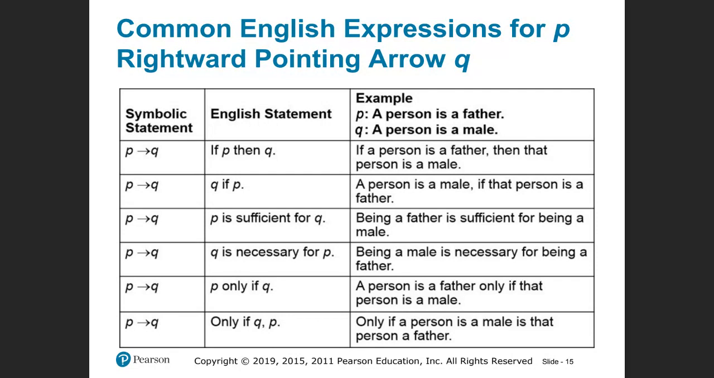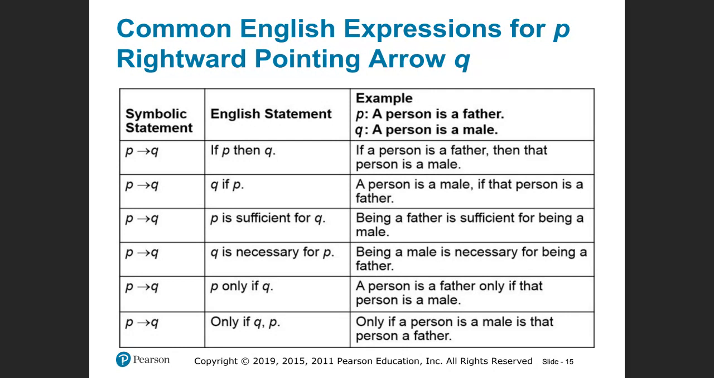Okay, in the fourth line, they've reversed it again. Q is necessary for P. Being a male, which is Q, is necessary for being a father, P. Next line, P only if Q. A person is a father, that is the P statement, only if that person is a male, that's the Q part.